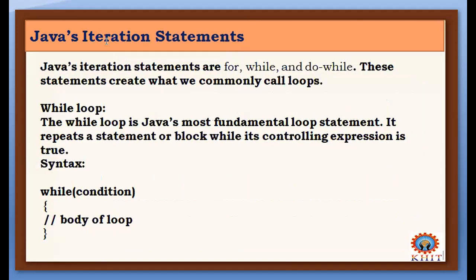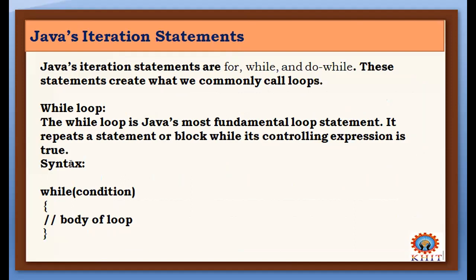Next, iteration statements. Iteration is nothing but the same set of actions you want to repeatedly perform for a certain number of times. So in Java, there are 3 types of iteration statements: for, while, do while. Okay, so the most fundamental loop is the while loop, as you know this.